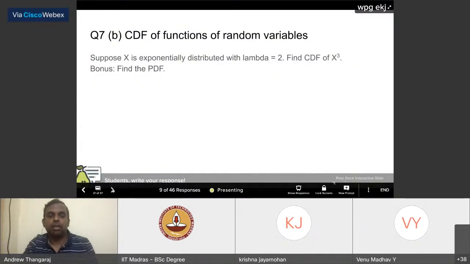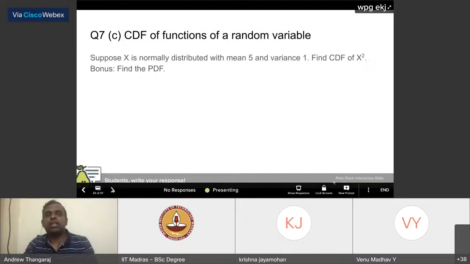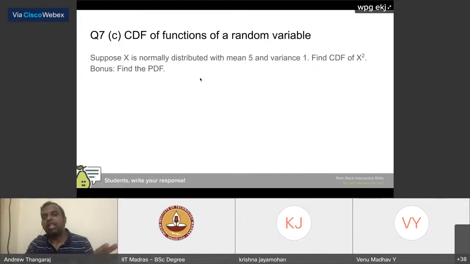The next question is something very similar, but we're now using normal. Okay, so I've got X normally distributed with mean 5 and variance 1. Find the CDF of X squared.